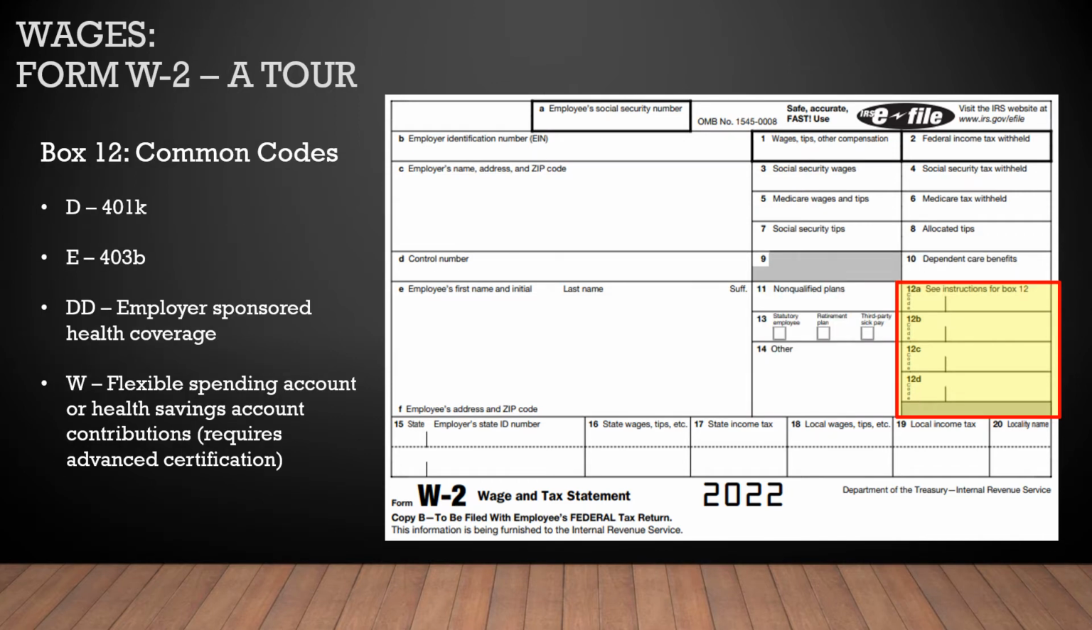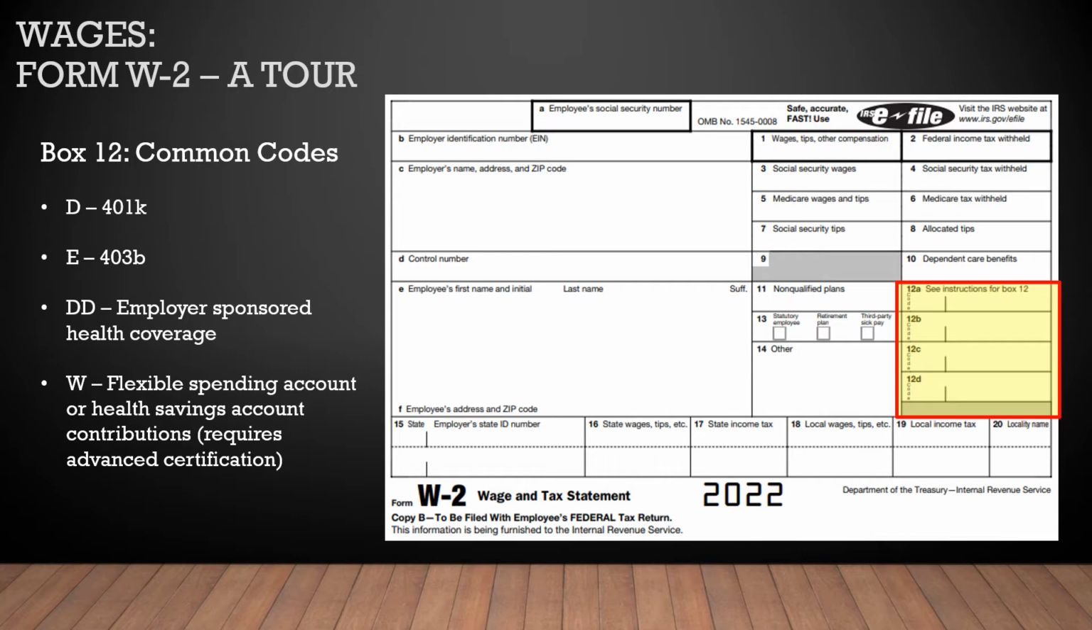As promised, here again is box 12, some of the more common codes. You'll see D, that's for 401k contributions, and usually with that, you'll see in box 13, the retirement plan checkbox should be checked. But again, if it's not, enter it as it is on the Form W-2. Code E is a similar situation. It's 403B, another type of qualified retirement plan. Code DD is employer-sponsored health coverage. Code W is for flexible spending accounts or health savings accounts contributions. Those two will require advanced certification.